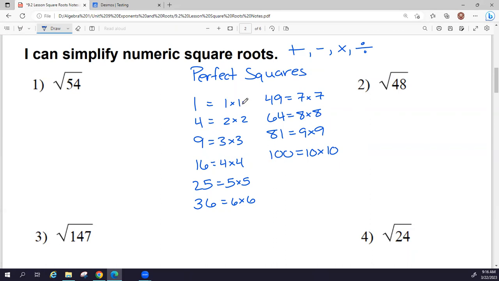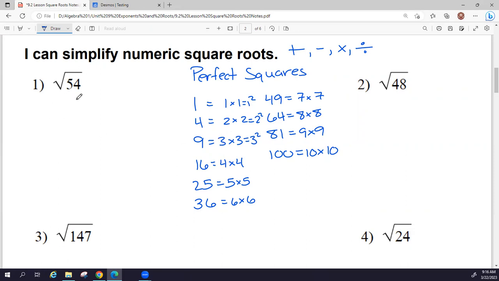1 times 1 is the same as 1 squared, and 2 times 2 is the same as 2 squared, and 3 times 3 is the same as 3 squared, so on and so forth. So squaring a number gets us a perfect square. Square rooting a perfect square gets us a number. And you'll see that as we go through these.